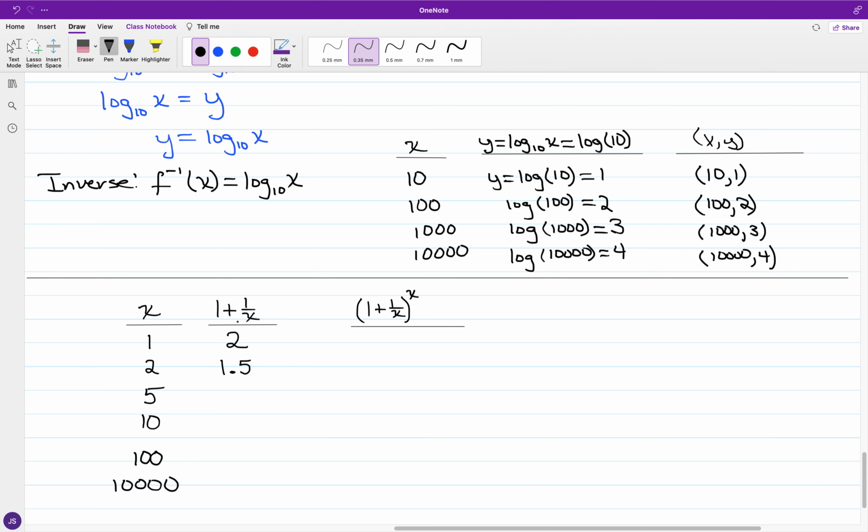If x is 5, I have 1 plus 1/5. In this case, that's going to be 1.2. If x is 10, we'll have the sum to be 1.1. And if x is 100, we have 1 plus 1 over x will be 1.01. And say if x is 10,000, the sum here is going to be 1.0001.